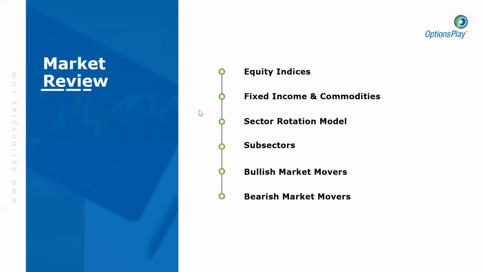Our agenda for today, starting off with the major equity indices, as usual, highlighting those key areas of support and resistance to be looking out for. From there, we'll be moving on to fixed income and commodities. We'll take a look at the sector rotational model, look at what sectors are outperforming and underperforming the overall market. We'll take a look at some subsectors of interest that I have for you today, and we'll end today's session with some bullish and bearish market observations.